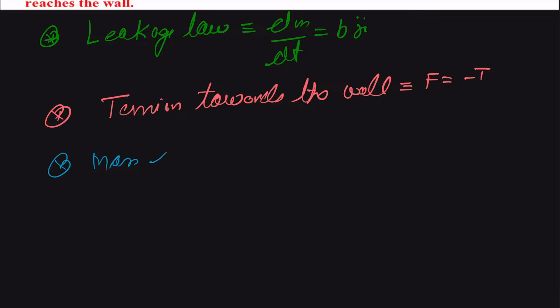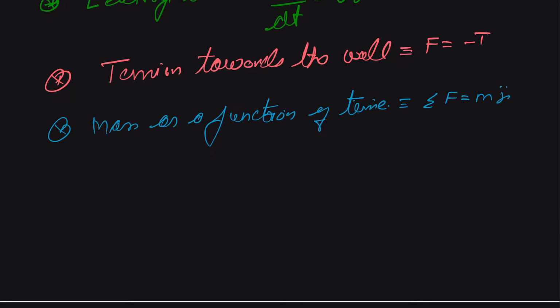Mass as a function of time. And for that, we can use that the summation of forces, obviously in the horizontal direction, will be mass into the acceleration. So the only force in the horizontal is minus of T, so we can say minus of T is equal to mass into our acceleration.